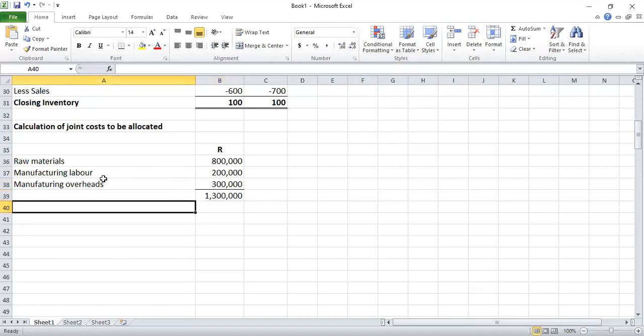Right, then less net realizable value of byproduct. In this part of the question, we've been told to assume that there's no further processing of the byproduct. So just take its selling price.